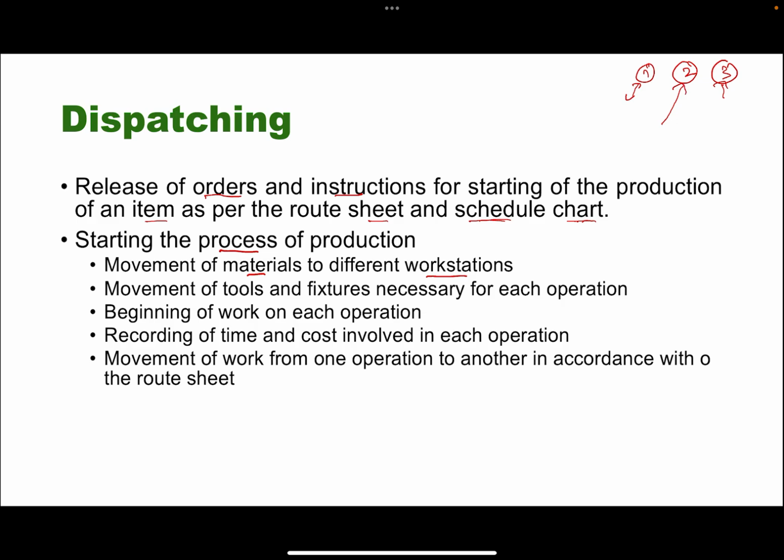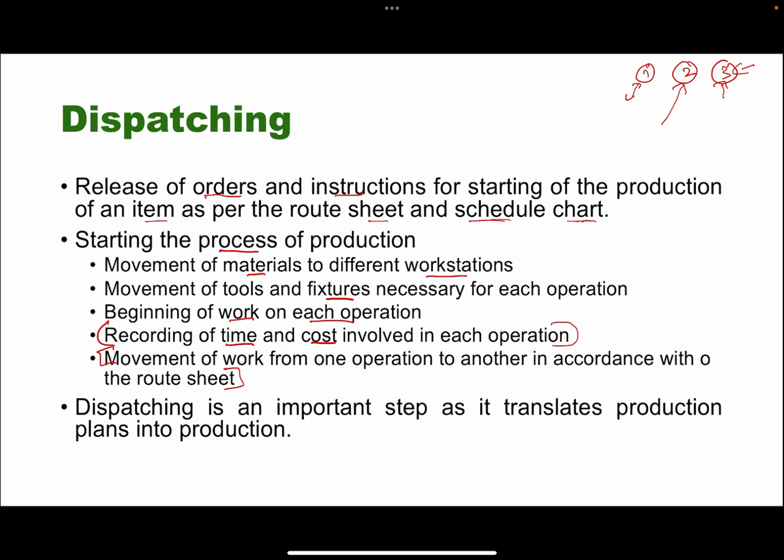Okay, and the movement of tools and fixtures necessary for this workstation. It will release the order to move the tools and fixtures also, and it will release the order to start the work on each operation. It will also record the time and cost involved in each operation, and then the movement of work from one operation to another in accordance with the route sheet. So these all come under dispatching. Dispatching is an important step as it translates production plans into production. So this is basically the first step in controlling.